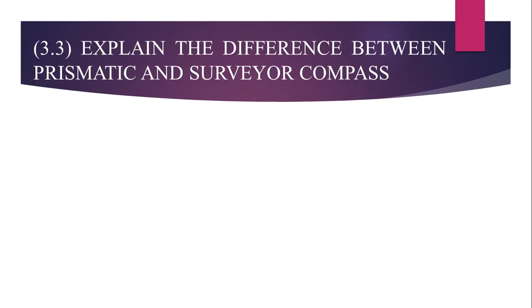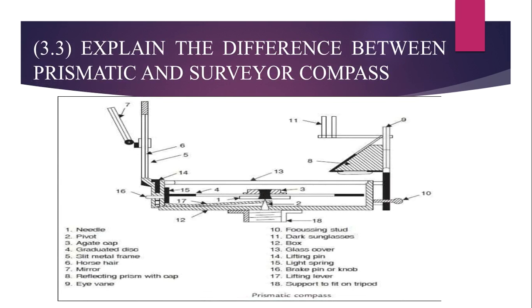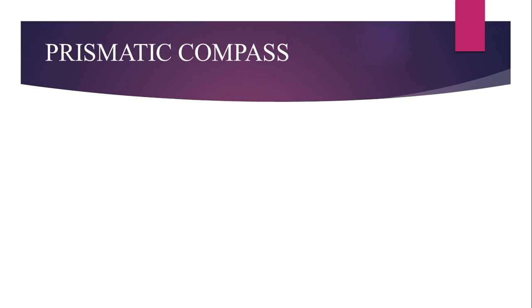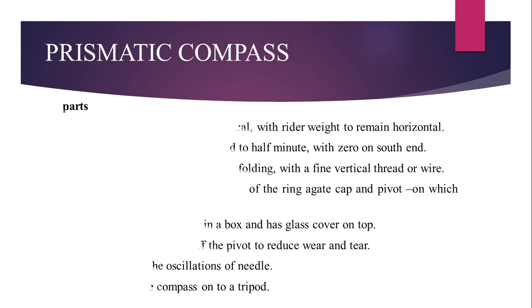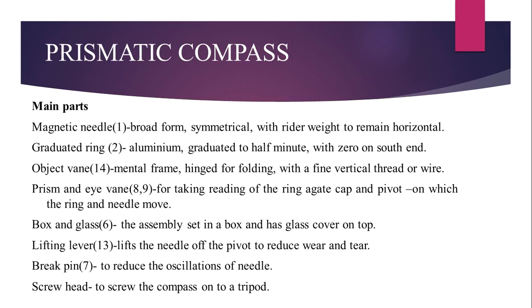Next, question 3.3. Explain the difference between prismatic and surveyor compass. This is an image of prismatic compass. Prismatic compass. Main parts. Magnetic needle. It is the broad form symmetrical with rider weight to remain horizontal.